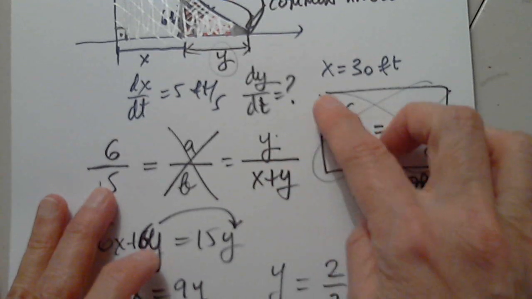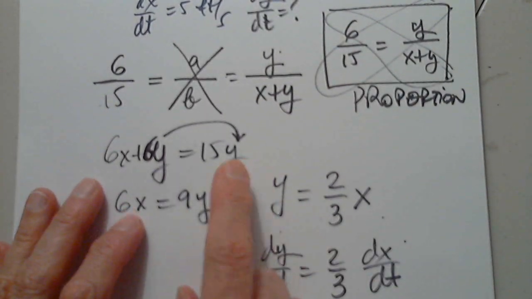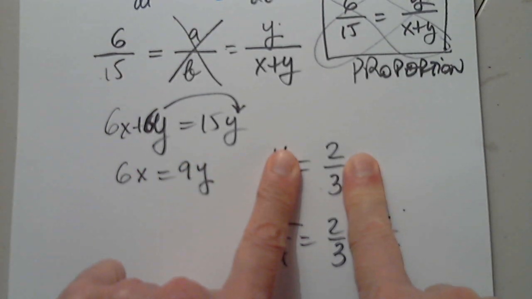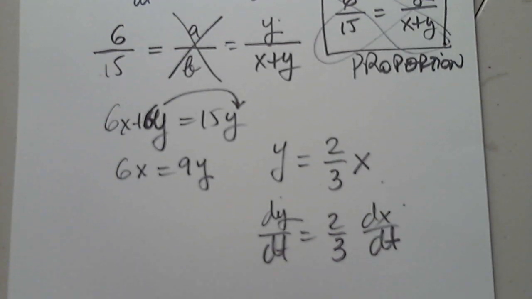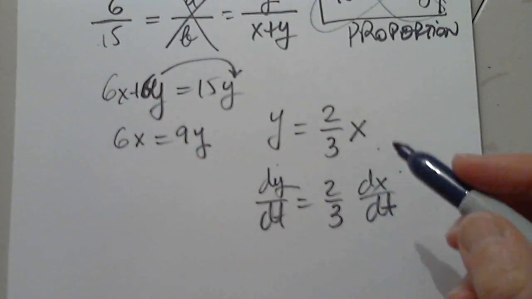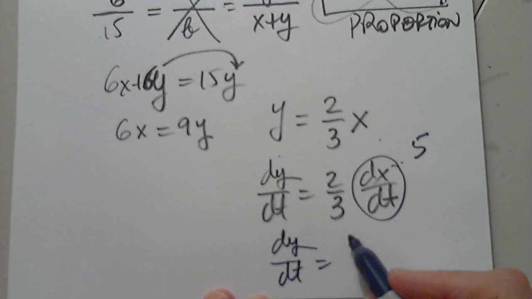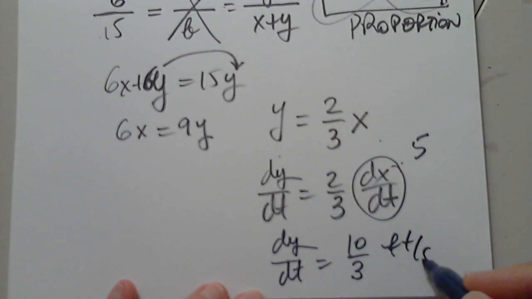Again, a proportion, you told me to cross multiply. I did. I moved 6y to the other side. I got this. And I know that these are both functions of time. So then I have dy over dt equals 2x dx over dt. When I replace dx over dt by 5, I get that dy over dt equals 10 over 3. Of course, it has to be feet per second.